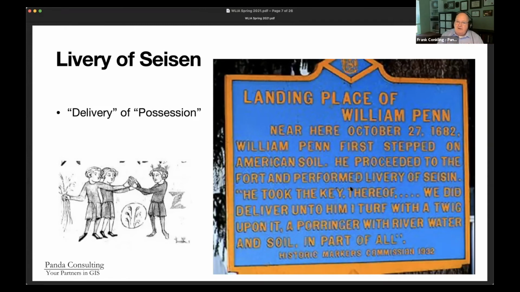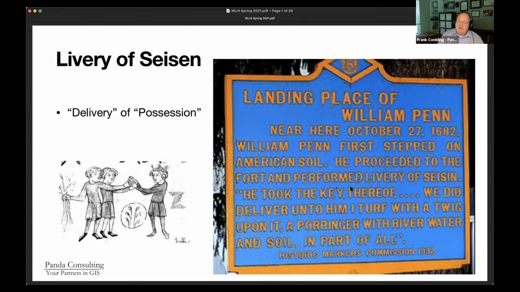And then when they were done, they would reach down and pick up a piece of turf and a portion of the tree, and they would hand it to that other person. That other person would then go and take possession of that. And it would be with that acceptance of the turf and the twig that would seal the conveyance of the property. And if you look at what we do today, it's much like that.